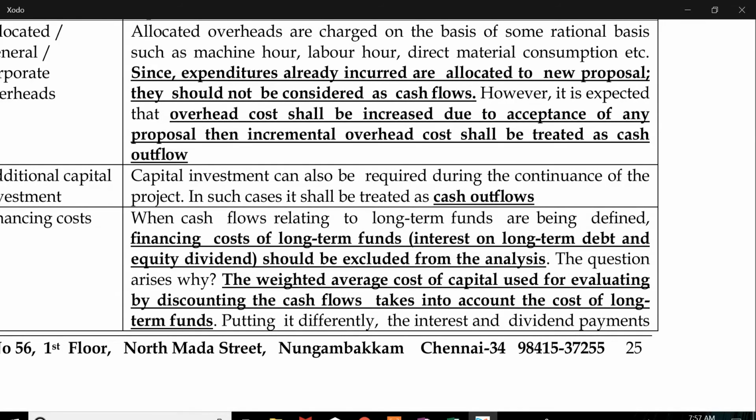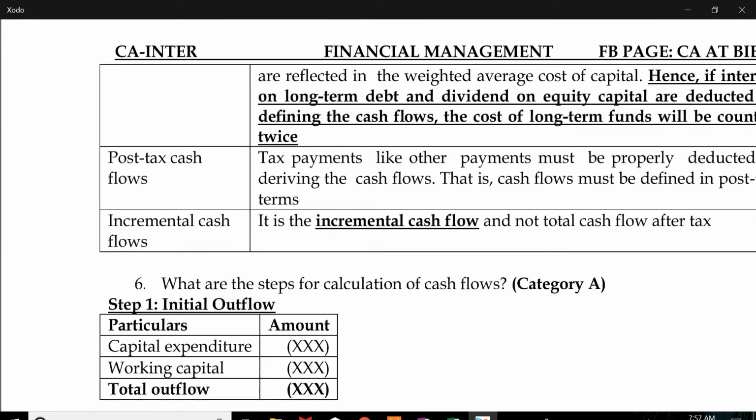Fixed assets are something which, once bought, will continue to be there. Current assets will keep revolving and rotating, and every year they will keep changing depending on your level of activity. So the first thing is fixed assets, second thing is current assets, technically called working capital. Capital expenditure and working capital. Any doubts on this? So this is my initial outflow.